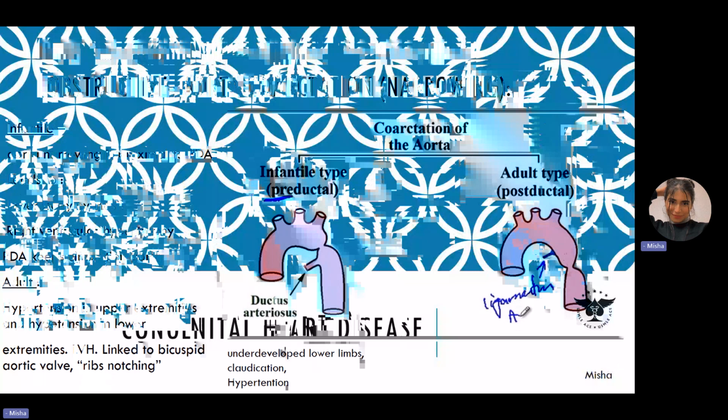Okay. So in these babies, we would see underdeveloped lower limbs, claudication, and hypertension, because the RAAS is activated by the kidneys, right? Headache, dizziness, and even berry aneurysms. Why would they have berry aneurysms? Because so much blood is being pumped into the brain that it leads to the formation of a berry aneurysm. Okay, so this is basically what you need to know for aortic coarctation.